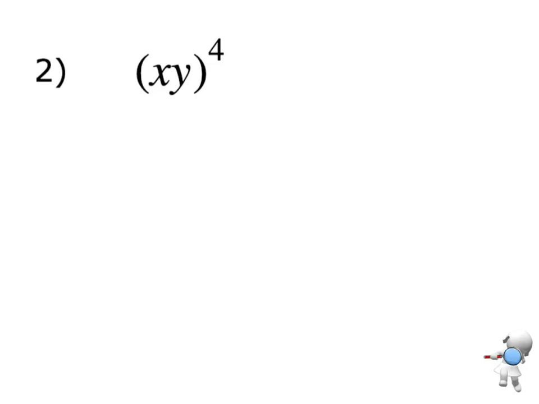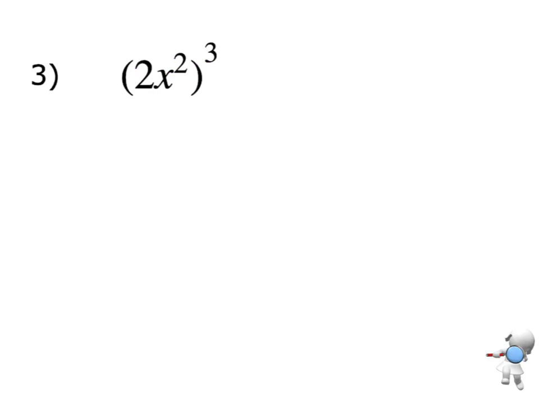Let's have a look at a different example. So that was with numbers. Now let's do the same with variables. Remember that x and y in brackets means multiply. So I'm going to apply the power of 4 to both of the pieces inside the brackets. So that's going to become x to the power of 4, y to the power of 4.